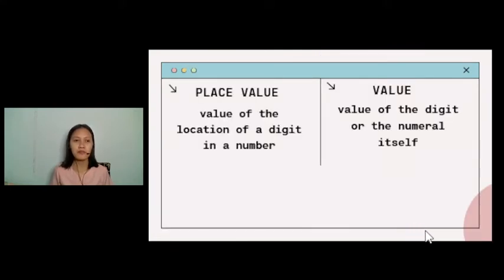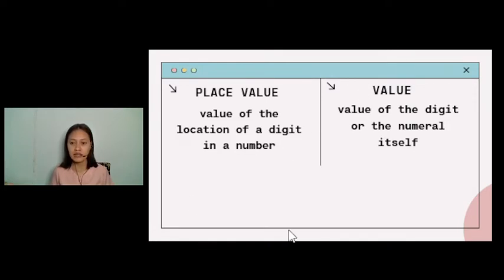So, let's define terms first. Meron tayong two important terms to remember. The first one is the place value and the other one is the value. Same with the whole numbers, meron tayong tinatawag na place value and value sa decimal numbers or decimal digits. So, paano natin madidistinguish if it is a place value or a value? Place value, it is the value of the location of a digit in a number, while the value is the value of the digit or the numeral itself.